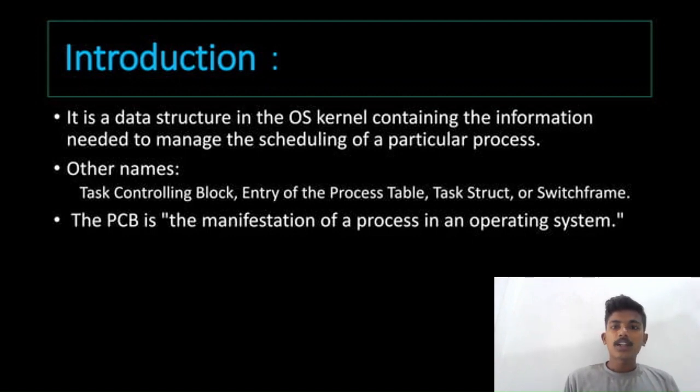So process control block is a data structure in the OS kernel containing the information needed to manage the scheduling of a particular process. It has other names. Process control block is also known as task controlling block, entry of the process table, task structure, or switch frame. The process control block is mainly described as the manifestation of a process in an operating system.